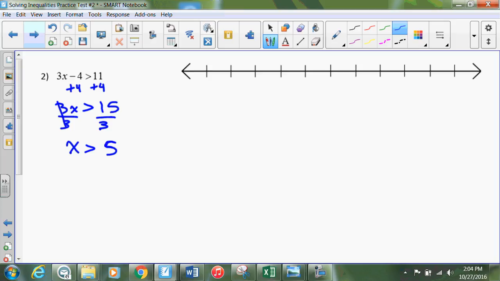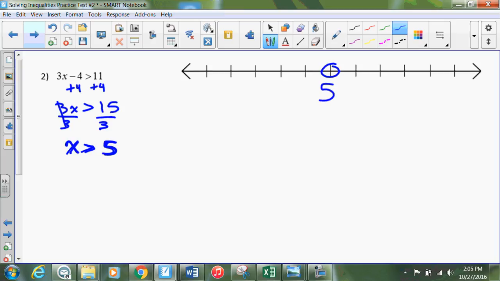So I see that I have a 5. That means I go to my number line. I place a 5 by one of the tick marks. I notice that I don't have an equal sign underneath, so it's going to be an open circle. And when I read it, I'm going to read from the x side first. So this says x is greater than 5.